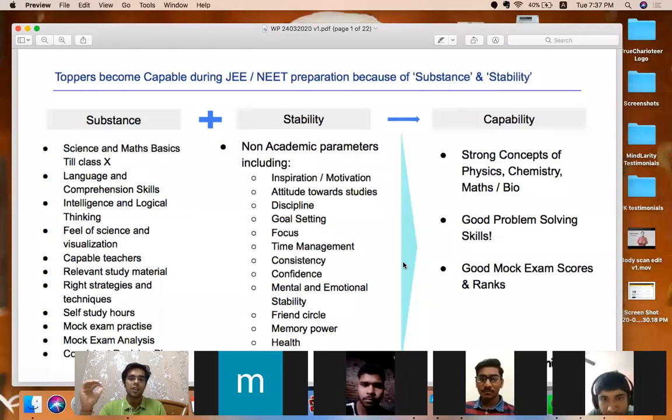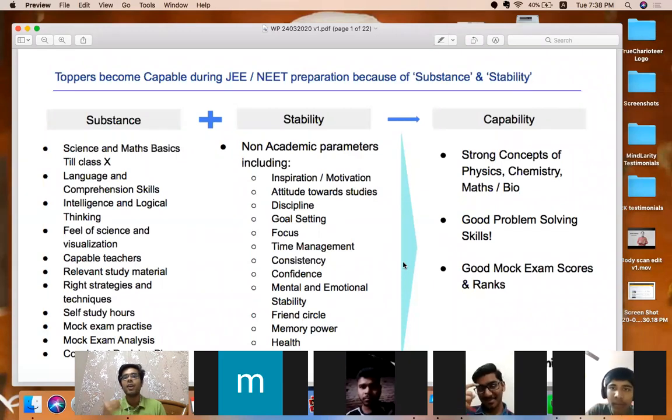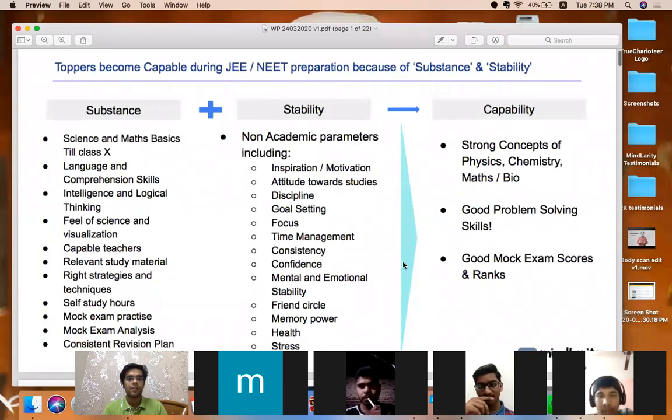Either our concepts are not strong, or our problem solving skills are not strong, or our mock exam scores and rank are not coming good. That's why we say at the end, "मेरा 11th बर्बाद हो गया, मैं कुछ नहीं कर पाया, I want to repeat 11th" and so on. So these thoughts come because either our concepts are not strong, problem solving skills are not good, or exam scores and rank are not up to satisfaction.